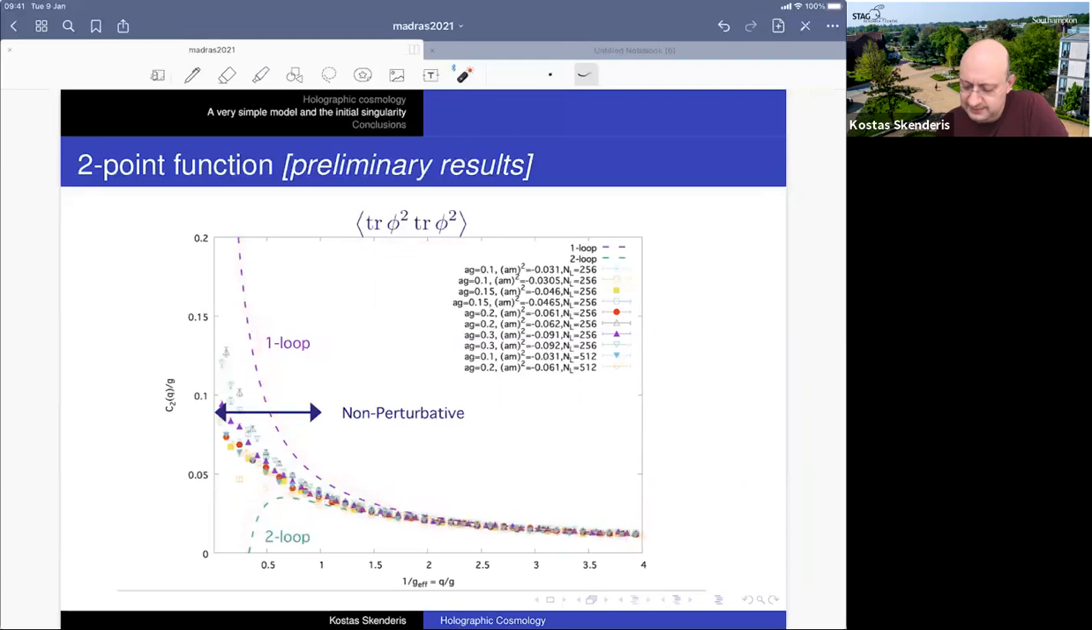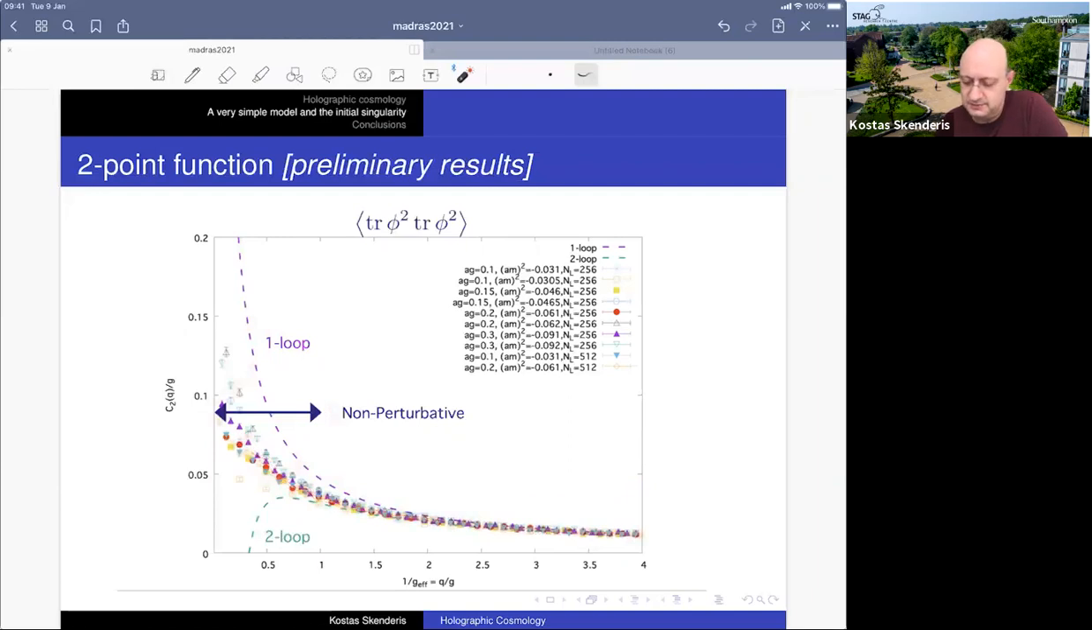You can see that in this regime, so if we go in this direction, perturbation theory is valid. If we go in that direction, the effective coupling becomes large. In the regime where perturbation theory is valid, the lattice points are exactly on top of the perturbative results. But we can also access this non-perturbative region where the effective coupling becomes large.